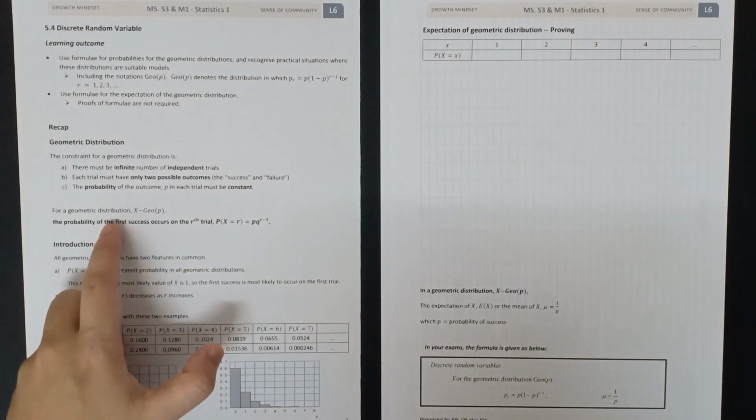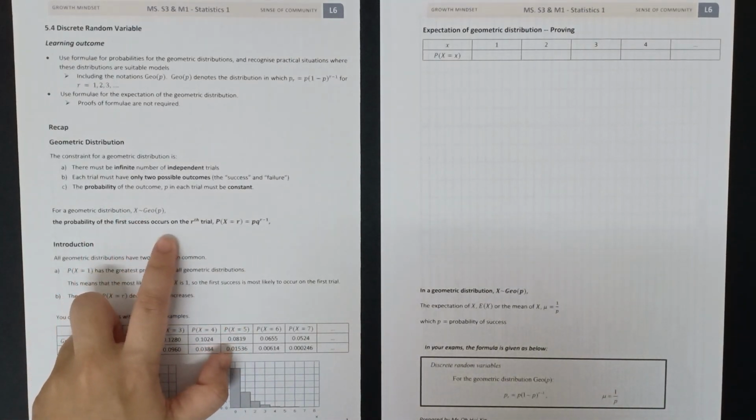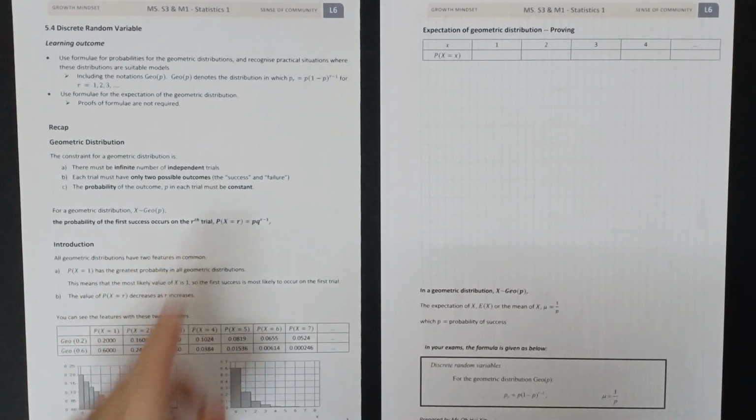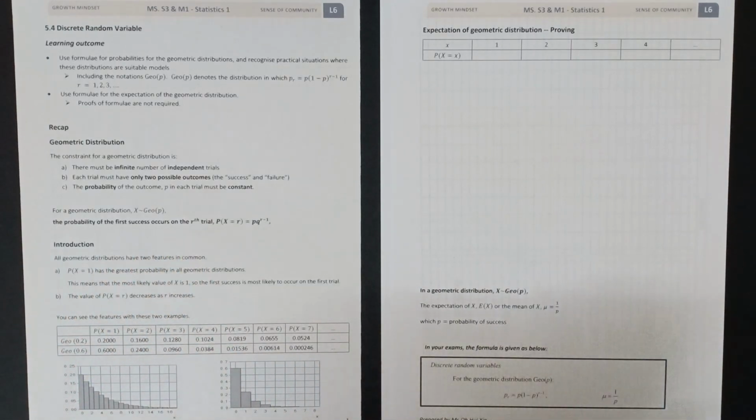For geometric distribution, you also know that the probability that your first success occurs on the r-th trial is going to be p q to the power of r minus 1. I'm not going to go further into it, so make sure that you finish your exercise and the video for lesson 5 before you watch this.